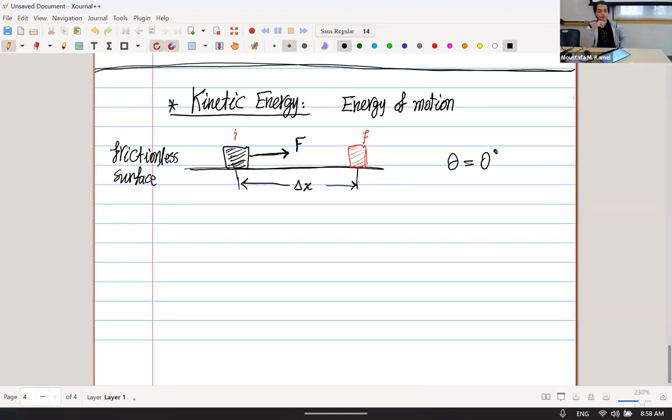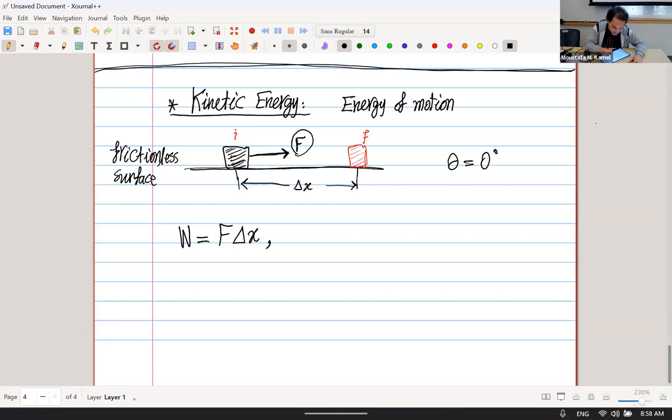The reason why I choose it to be a frictionless surface is because I want to consider only kinetic energy. I don't want any other forces to oppose the motion because I want to get a formula entirely for kinetic energy alone. So the only force acting is F, and the distance or displacement is delta x. So from the definition of work, the work done on the object will be F times delta x, right? Because cosine theta is cosine 0 in this case, which is 1.